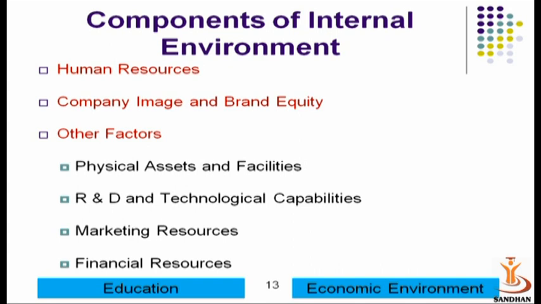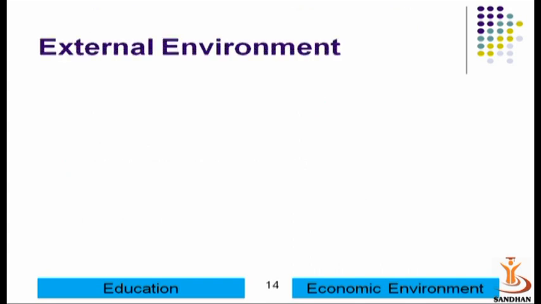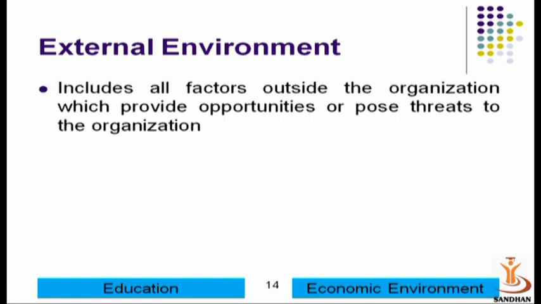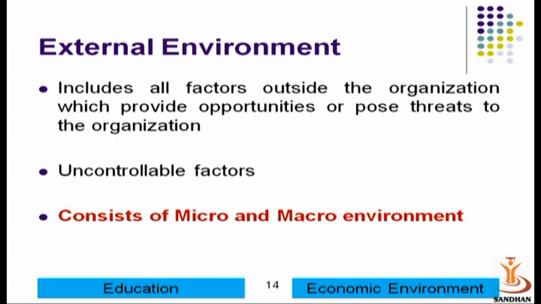Now we studied the internal factors. Next, external environmental factors, which are the factors not in our control. These are factors outside the organization which provide opportunities or pose threats to it. They can be an opportunity or a threat to the business. These are uncontrollable factors consisting of micro and macro.